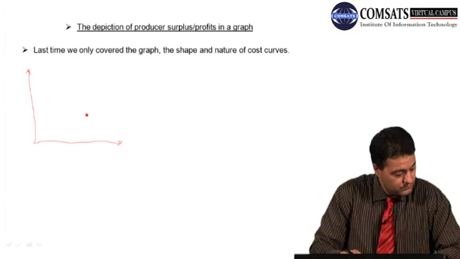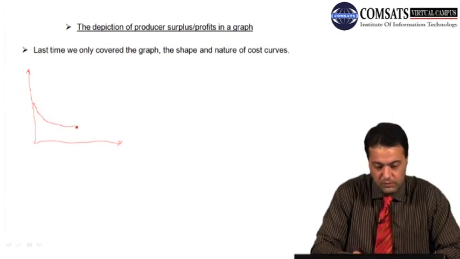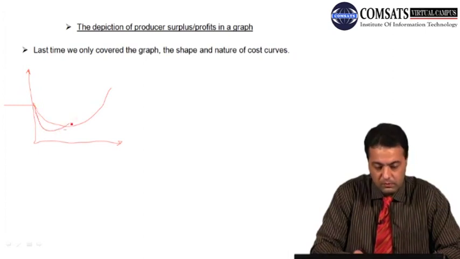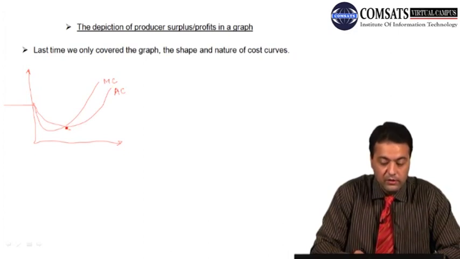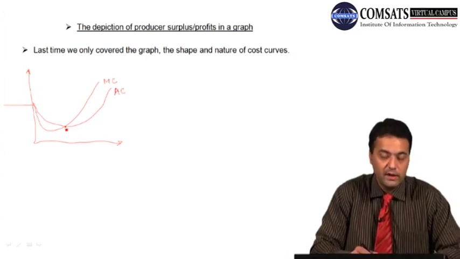So let's draw these curves, and let's see what is the end result that we get. First of all, we draw the U-shaped average cost curve, then we draw a similarly U-shaped marginal cost curve. So this is the average cost curve AC, this is the marginal cost curve MC, this is the point. Remember we talked about this mathematical relationship that the marginal cost curve cuts the average cost curve at its lowest point, and there is no other point where the marginal cost curve can cut it, and this is the lowest point.